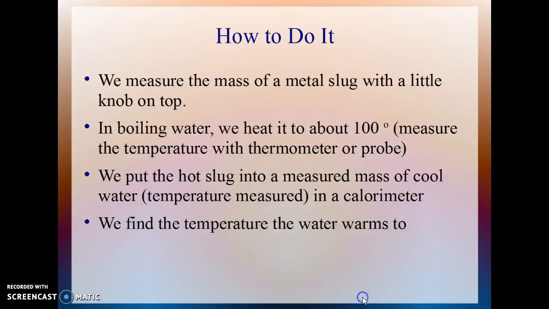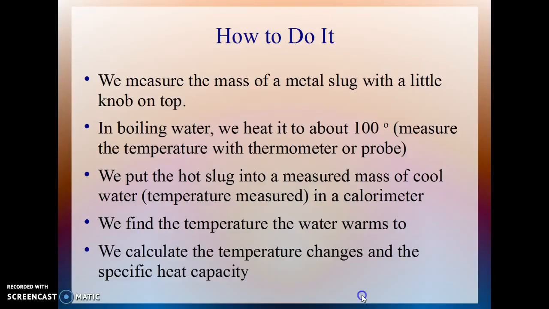It's well insulated. You're going to find the temperature that the water warms up to, or if you wish, that the metal cools down to, and you will calculate the temperature changes and the specific heat capacity. This should all show up in your lab notebook.